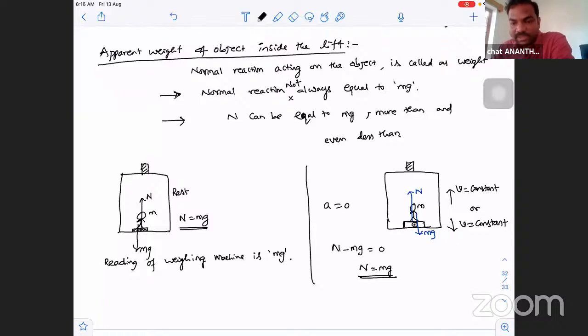What is the weight or normal reaction shown when the lift is accelerating upward or accelerating downward? Already accelerating upward we solved that. Accelerating downward you have to solve. What is the normal reaction, or the reading of the weighing machine, when the lift is accelerating upward and when the lift is accelerating downward?